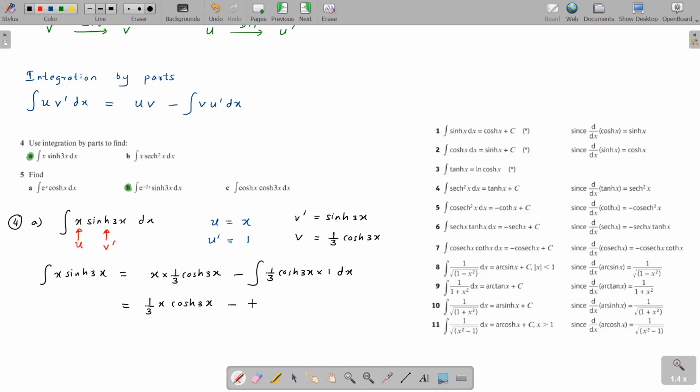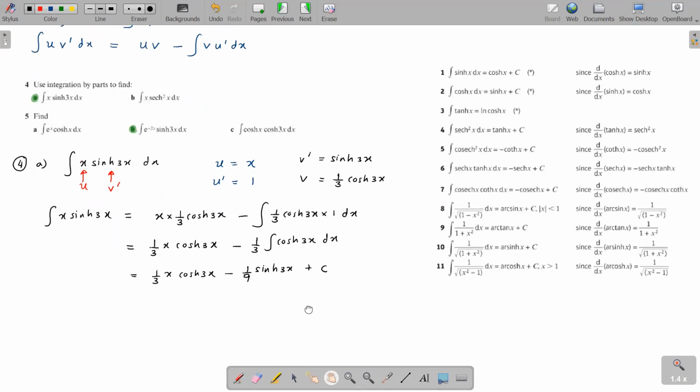cos 3x minus, 1 over 3 comes out, integration of cos 3x. So now this one we don't need any extra help, right? cos 3x we can immediately integrate. So then I get here minus 1 over 3 x cos 3x, and the integration of cos 3x is again 1 over 3 sin 3x. So basically 1 over 3 times 1 over 3 gives me 1 over 9 sin 3x. And don't forget the plus c.